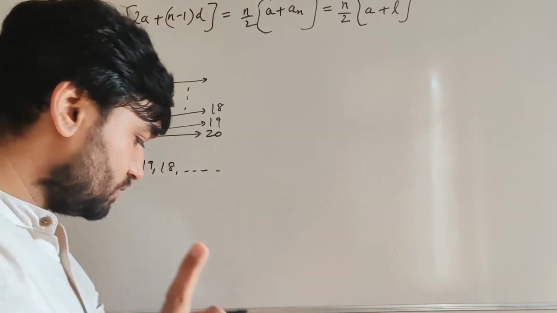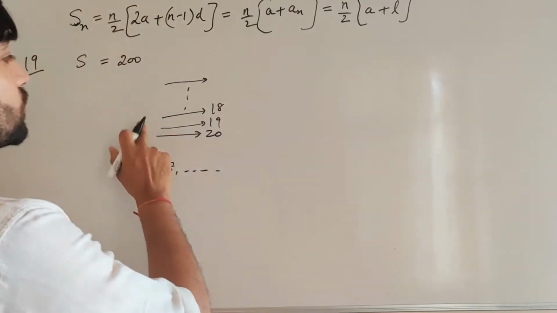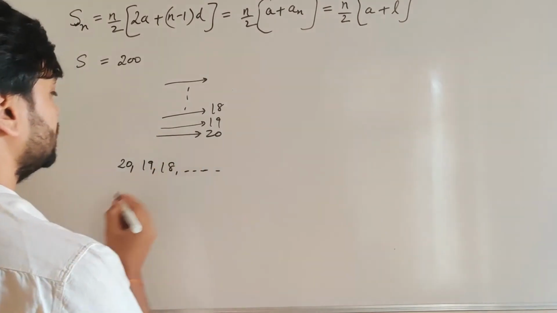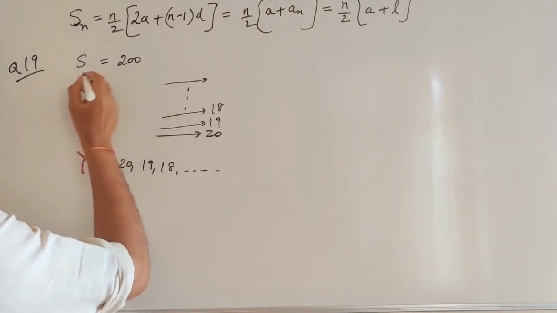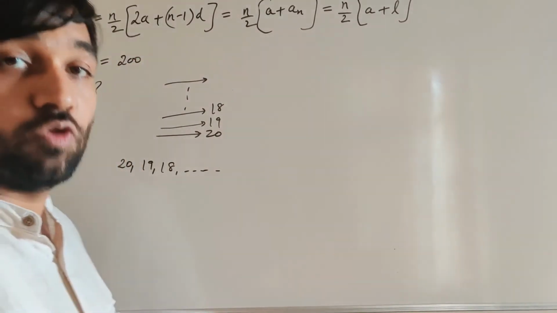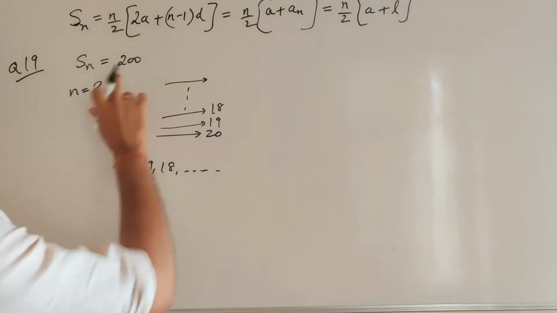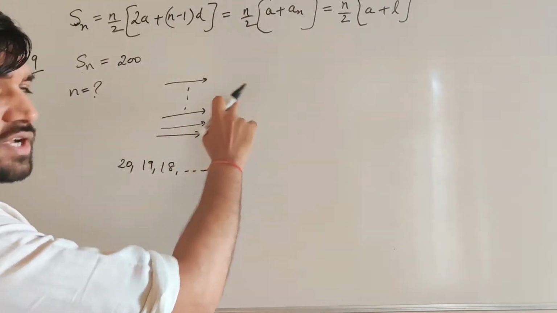So the question is, what are they asking? How many rows are there? So how many rows here? That means they're asking the value of n. So n is equal to question mark. And what they have given is the sum of these n rows, the number of logs in the n rows, that is given as 200.